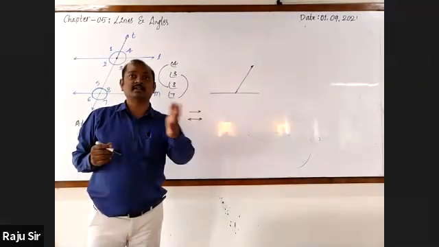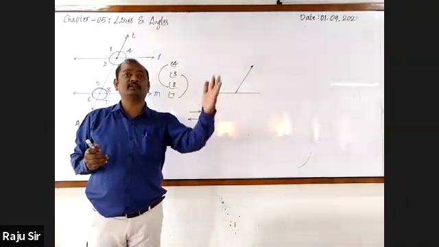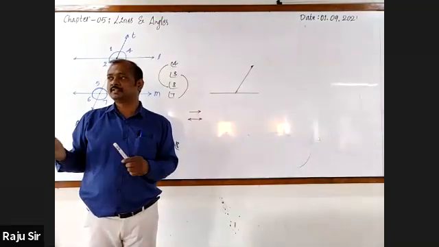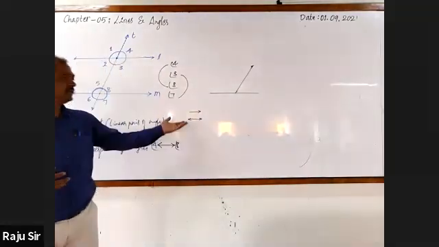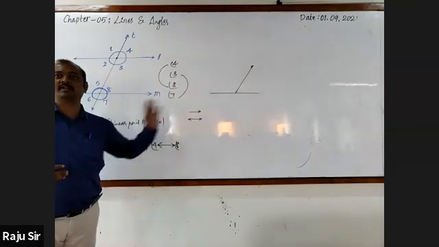In congruency of triangles, you use the statement that corresponding parts of congruent triangles are equal, CPCT. Here we have the symbol: corresponding angles, corresponding sides.